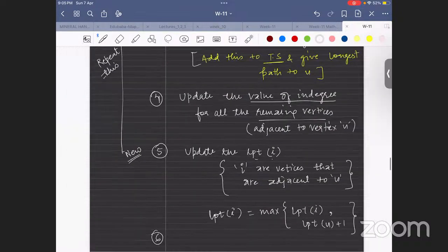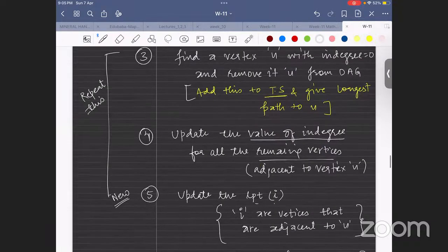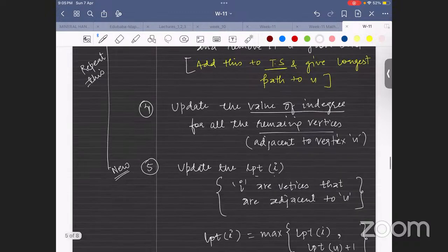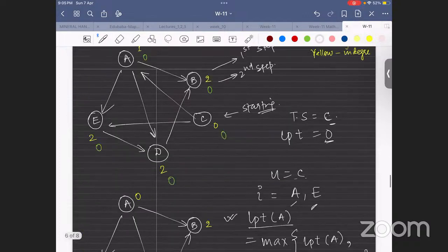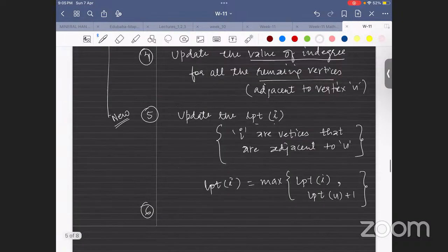If you just go through the steps, I've written all the steps. First step, after you get the vertices with in degree 0, put them in the topological sequence and write it as 0 itself. The fourth step is to update the in degree of the remaining vertices. So we have updated the value of the remaining. And now the fifth step is the most important: update the value of the LPT of I. I is what? I told you, right?